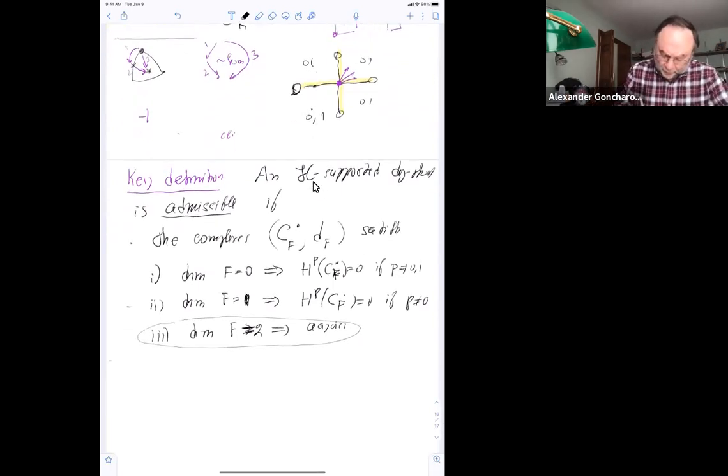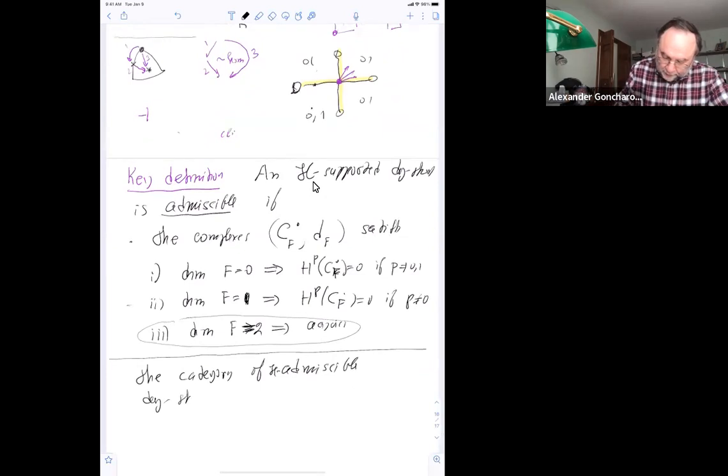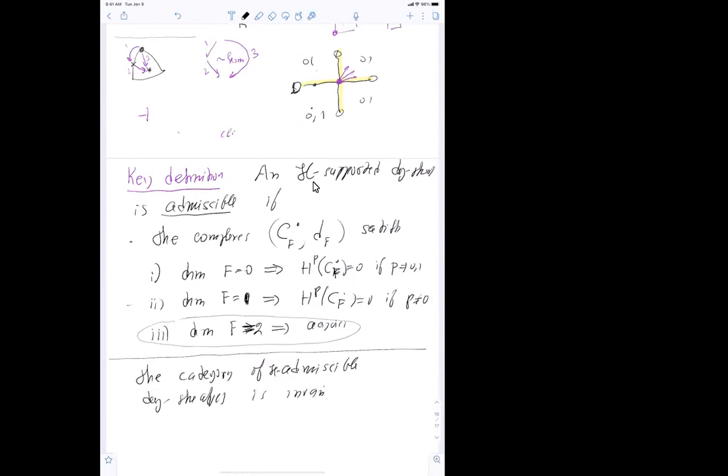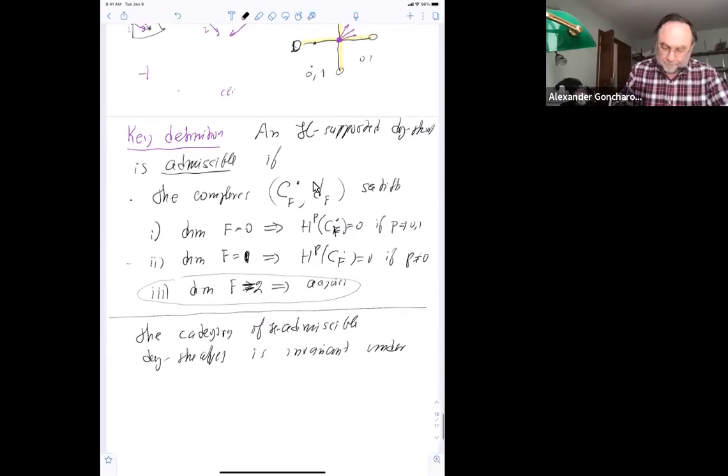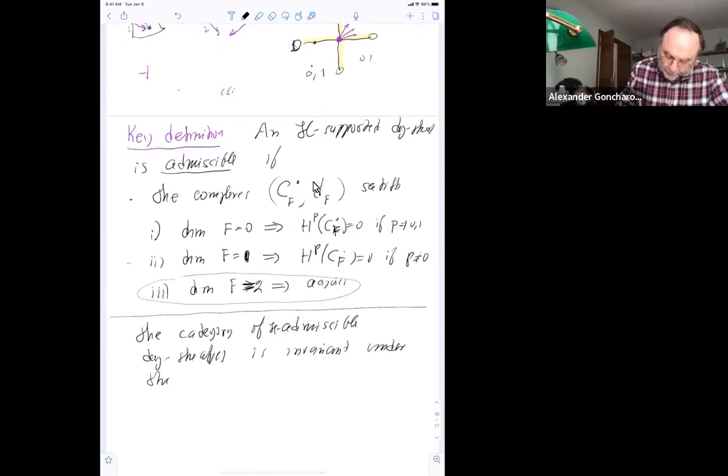Its main property is the following: the category of these H-admissible DG sheaves is invariant under certain moves, under the following elementary moves.